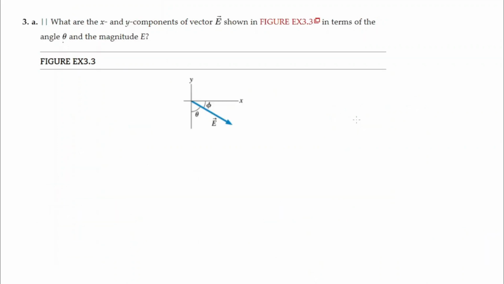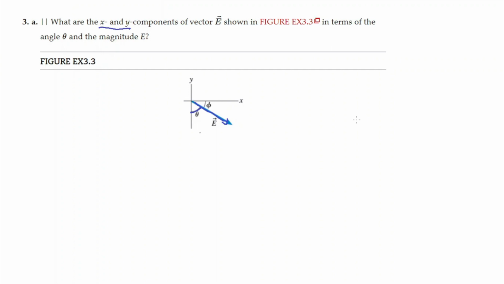Alright, so now we're going to move on to 3a. What are the x and y components of vector E shown in the figure in terms of angle theta and the magnitude E? We're going to be taking a look at this vector right here and then theta, which is this angle. We're going to have to use some trig functions here because we're dealing with degrees and we want to find the x and y components.